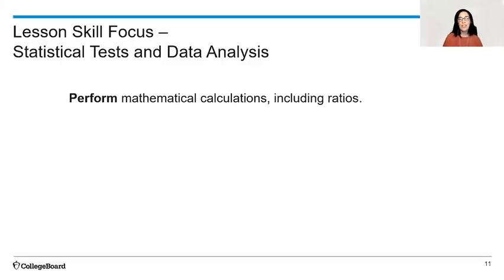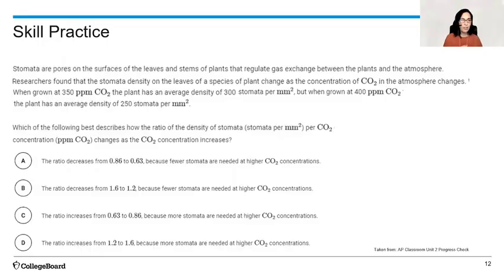So scientists are collecting data all the time, and then they have to analyze that data and they perform statistical tests. So performing mathematical calculations, including ratios, is a common practice. And so let's take a look at an AP question where you're going to be calculating the ratio. So I'm going to ask you to pause the video now, take a few moments, read the question, perform some calculations, select your best answer, and then press play when you're ready.